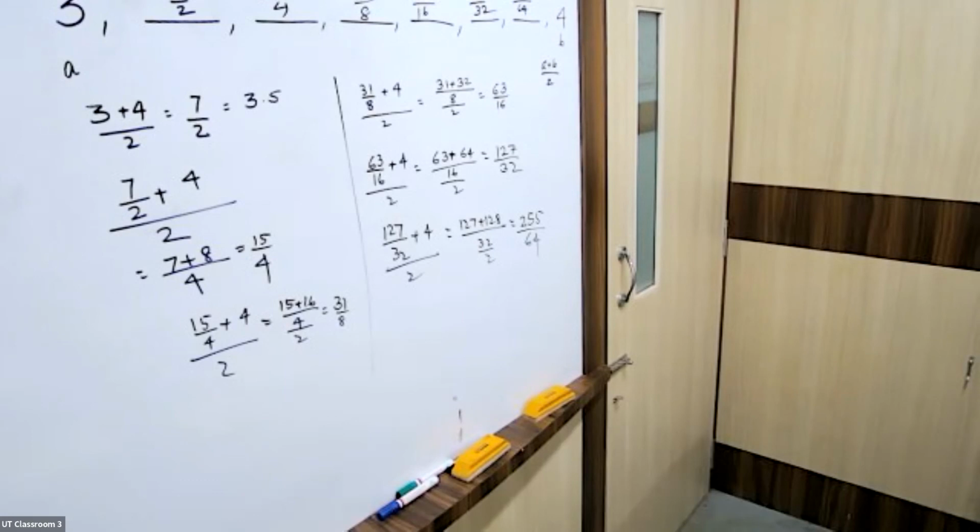Watch this now. I'm showing you here. Root 3 will come between 0 and 1. Oh, sorry, between 1 and 2. Root 3 is greater than root 1, so it will come between 1 and 2. Root 3 is less than root 4. What is root 4? 2. So root 3 will come between 1 and 2.